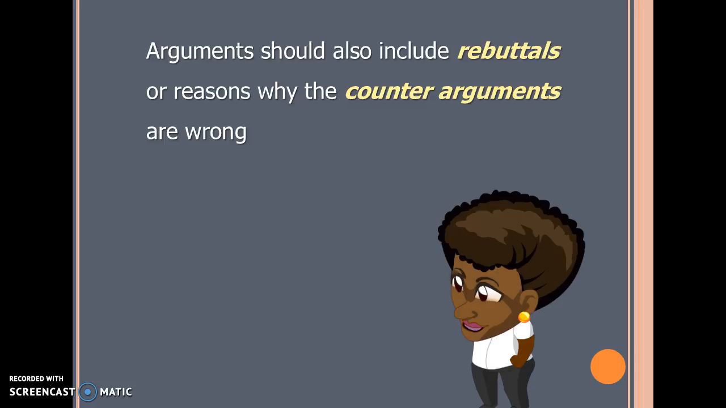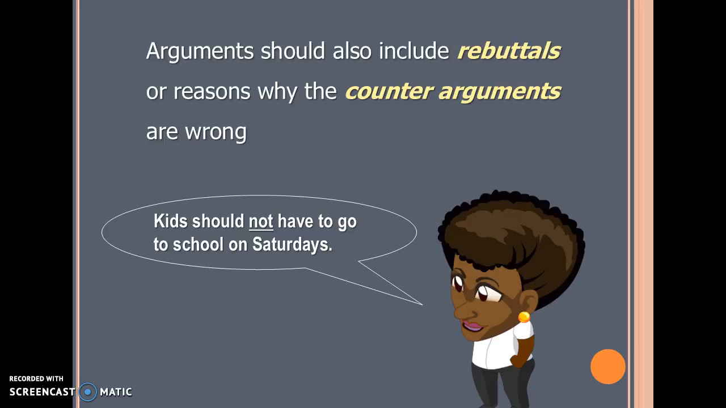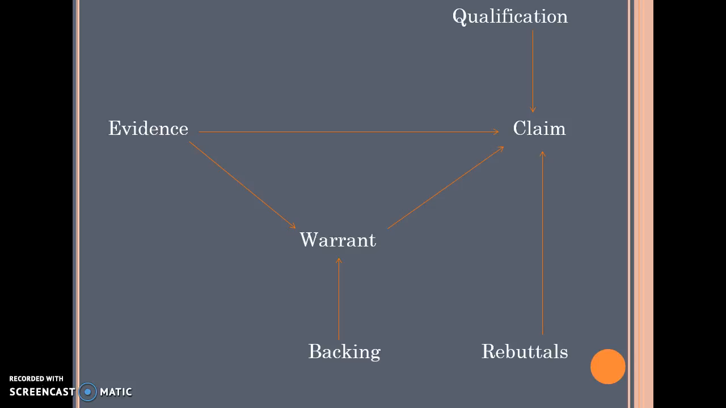Arguments should also include rebuttals or reasons why the counter-arguments are wrong. Kids should not have to go to school on Saturdays. So you can think of it this way. It helps you to visually understand. We have the claim, and everything leads to the claim. The evidence, the qualification, the rebuttals. From the evidence, we have our warrants. We have our backing to support the warrants. All of that goes to support the claim.